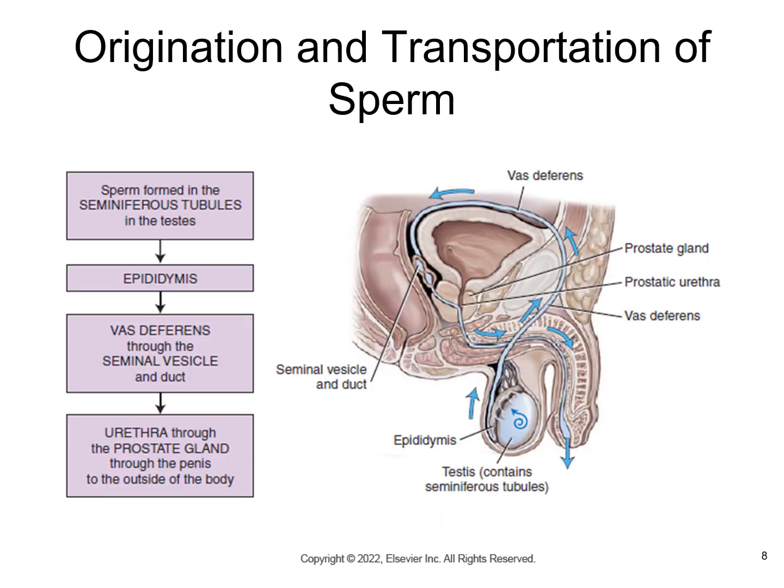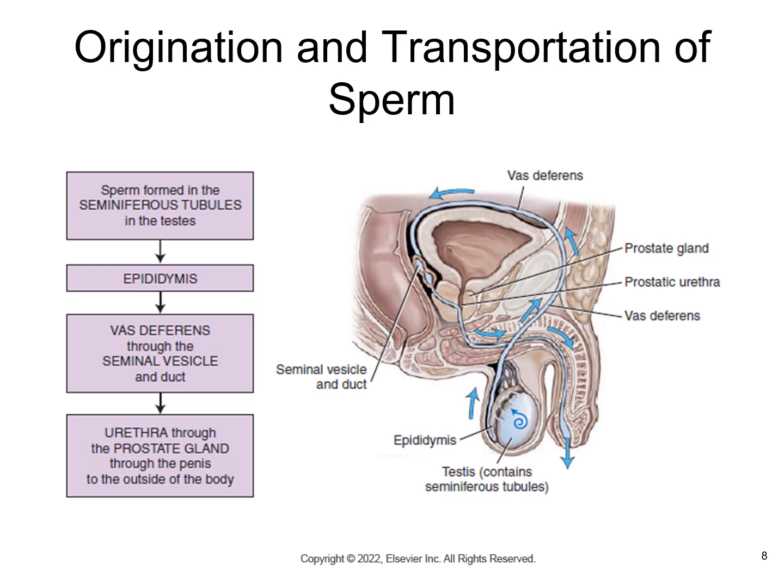Looking at the origination of the beginning and transportation of sperm in the system, sperm is formed in the seminiferous tubules in the testes. Then it travels through the epididymis to the vas deferens, then goes through the duct through the seminal vesicle and to the urethra via the prostate gland, then to the penis to the outside. So that is the passageway for sperm production and delivery.